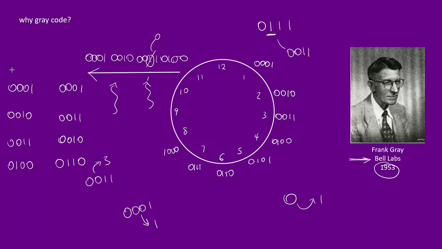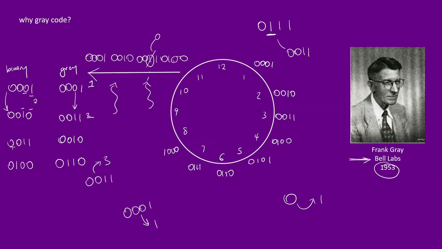So this is our binary, and this is our Gray code. In binary, you can see that going from 1 to 2, this 0 changes to a 1, this 1 changes to a 0. So you have two bit flips going from here. But in Gray code, this is the decimal 1, and this is decimal 2, and you can see that this stays the same. Only one bit changes going from 1 to 2, and the other bit stays the same.